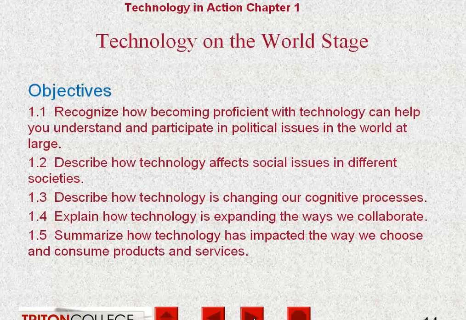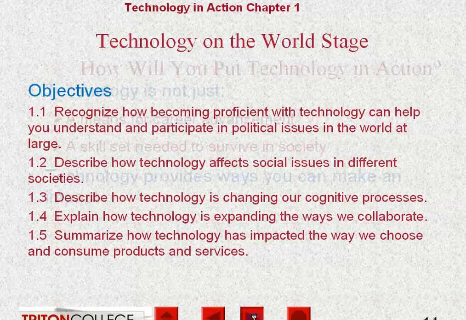Okay, when we talk about what's going on in the class, it was reviewed from last lecture, we're talking about the objectives: recognizing how to become proficient with technology, describing how technology can affect social issues, and we'll talk about that throughout the semester. So we'll talk about describing how technology is changing our cognitive processes, how technology is expanding the ways we collaborate, and summarizing how technology is impacting the way we choose.